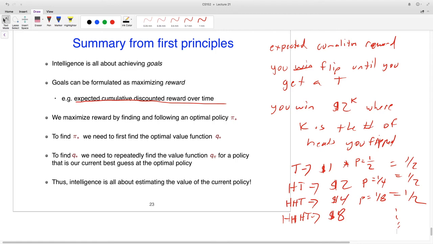Would you be willing to pay, I don't know, one year's tuition to play this game? But your expected value is infinite. Your return on investment is quite high, right? So this is, I believe, called the St. Petersburg paradox.